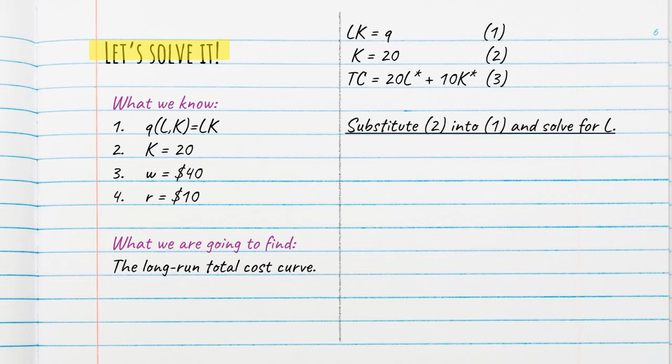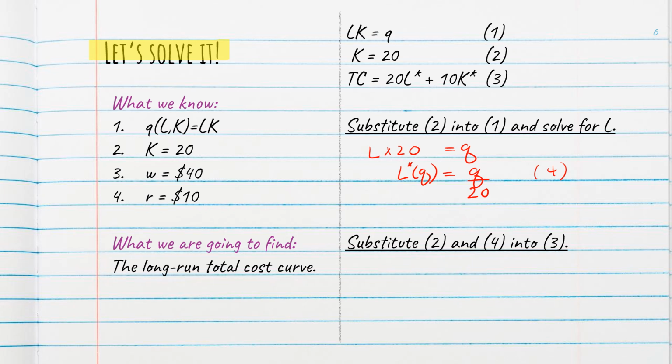The first thing we'll do is substitute our short run constraint, K equals 20, into our isoquant condition and solve for L, and that will be our labor demand curve. So all this means is in place of K, I'm going to put 20. So I have L times 20 is equal to Q. Solving that for L, I get L is equal to Q divided by 20. If you want, you can recognize that this is L star of Q, the short run demand for labor. We can call that equation 4.